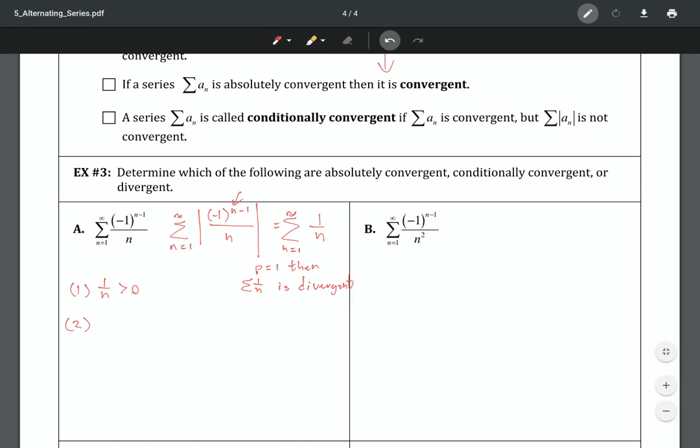What was the next part? Is it decreasing? Yes. And number 3, is the limit as n goes to infinity of this equal to 0? And it is, right? So this is actually converging. But the absolute value of that same function is not, it's diverging. So this is why we're going to call this conditionally convergent.